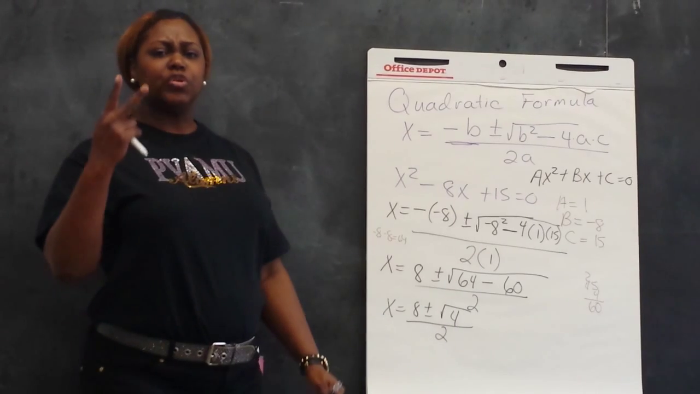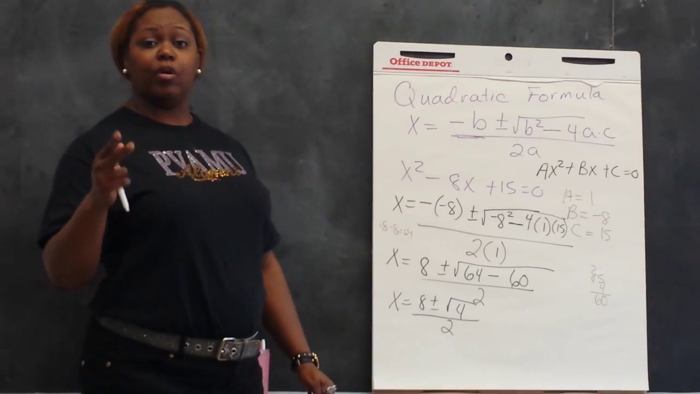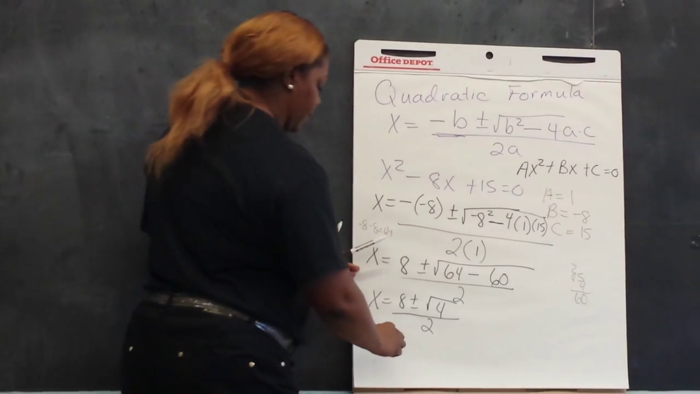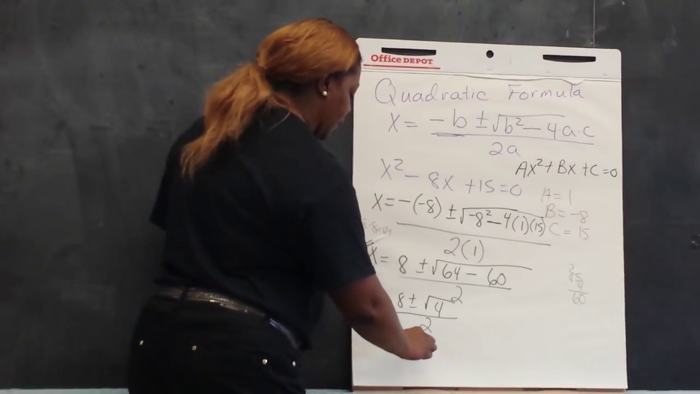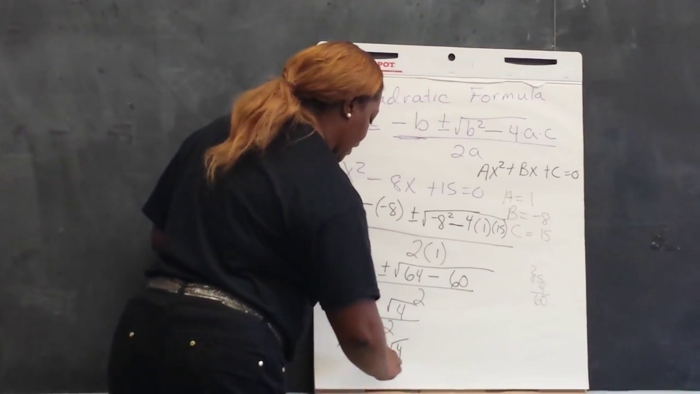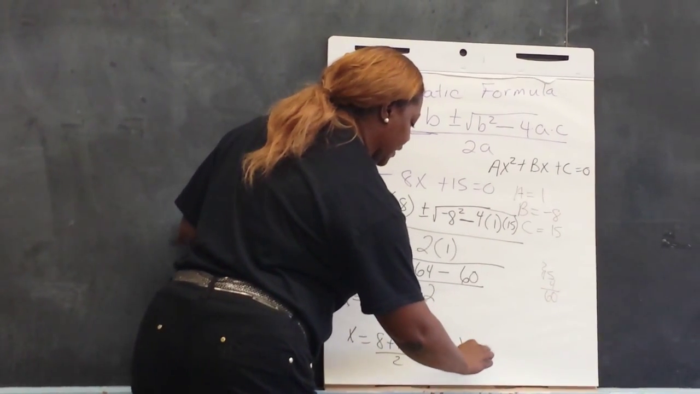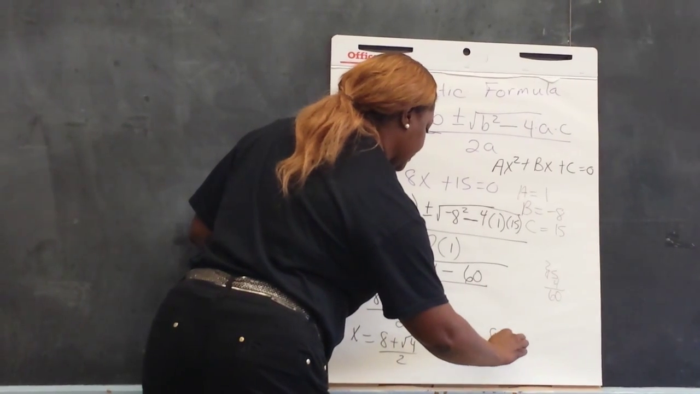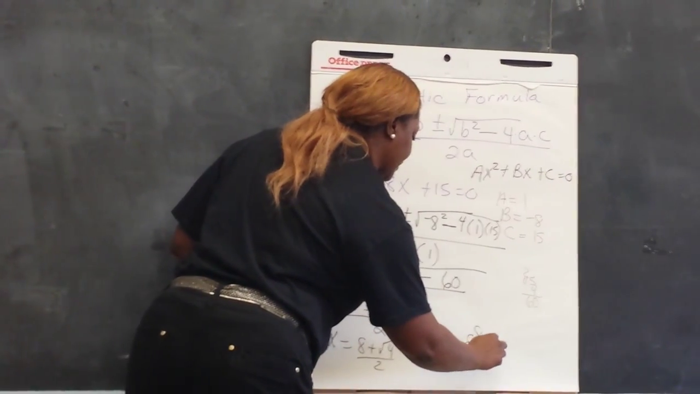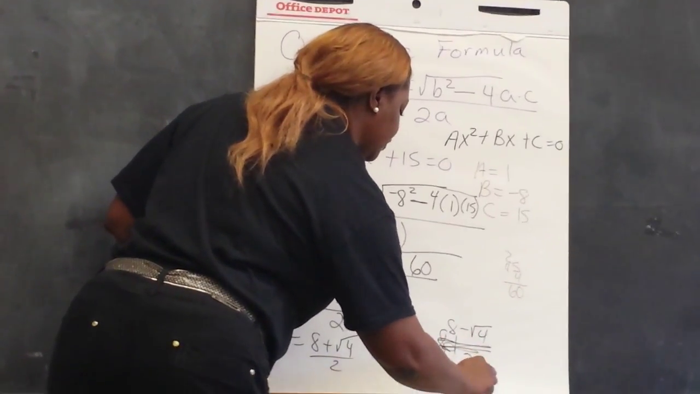Plus or minus means I want two situations: one when I add and one when I subtract. So I'm going to break it out. x equals 8 plus the square root of 4, all over 2, and x equals 8 minus the square root of 4, all over 2.